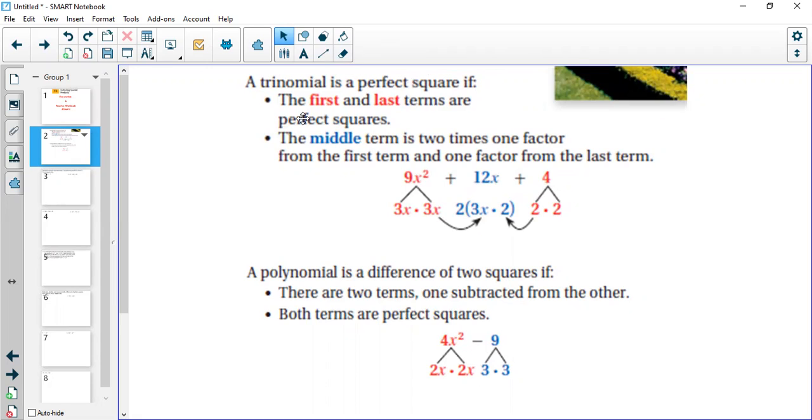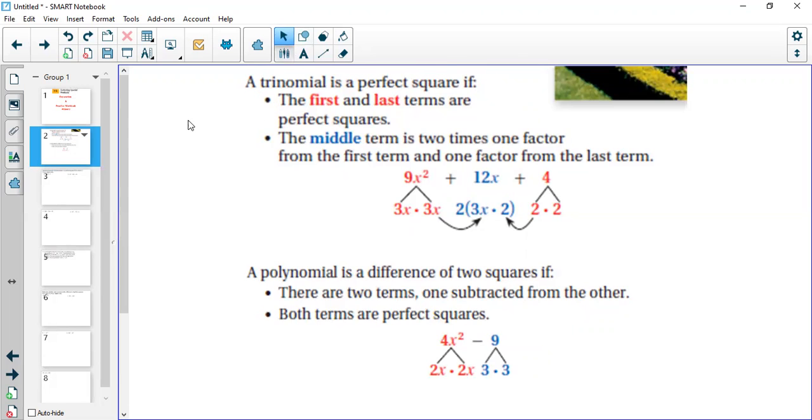A trinomial is always a perfect square if the first and last terms are perfect squares. Now we all do know what perfect squares are. Perfect squares are the numbers which can be written in a square form. For example, 16. The square root of 16 is 4. Similarly, 25. The square root of 25 is 5. So these are called perfect square numbers, where you have two same numbers, and when you multiply, you will get the answer.